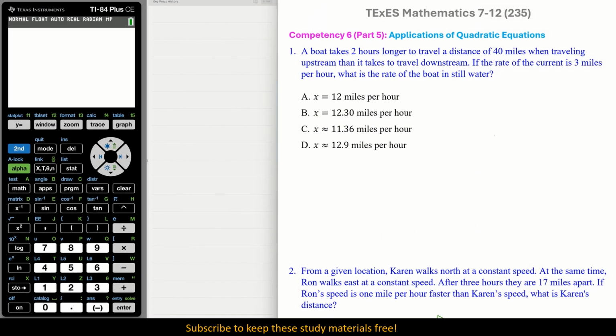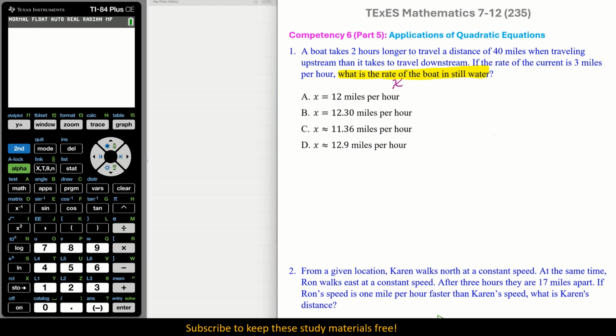Number 1. A boat takes 2 hours longer to travel a distance of 40 miles when traveling upstream than it takes to travel downstream. If the rate of the current is 3 miles per hour, what is the rate of the boat in still water? Okay, before we go any further, we're going to call the question, the rate in still water, X.